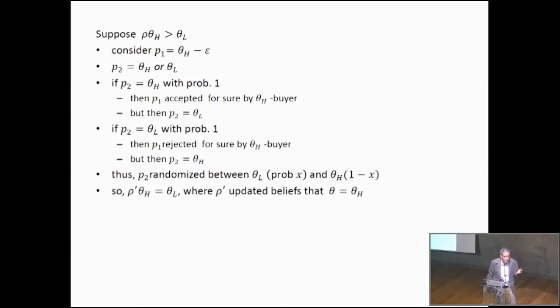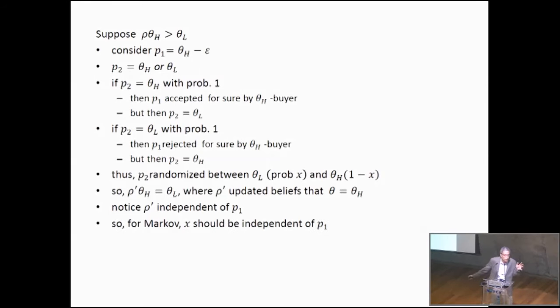Well, that must mean that the seller gets the same expected payoff from setting theta L and theta h. And this is the condition of indifference, which says that the seller's expected revenue is the same in both cases, where rho prime are the seller's updated beliefs about the buyer's type after seeing that P1 was rejected. Now notice that rho prime does not depend on P1. In particular, rho prime does not depend on epsilon. So from the seller's point of view, it shouldn't matter what price he sets in the first period. All that matters in the second period are his beliefs about the buyer's type.